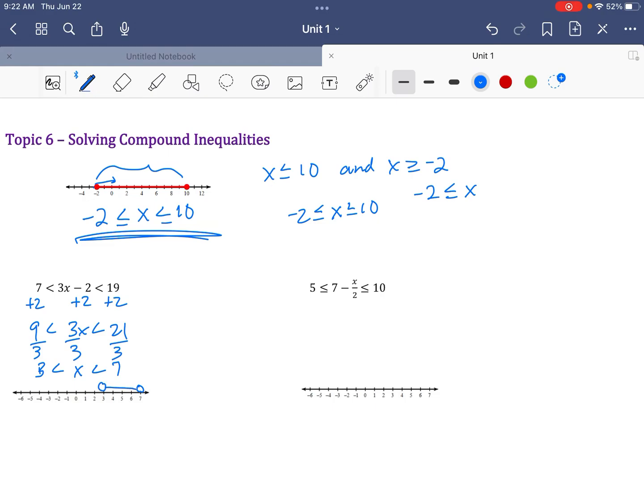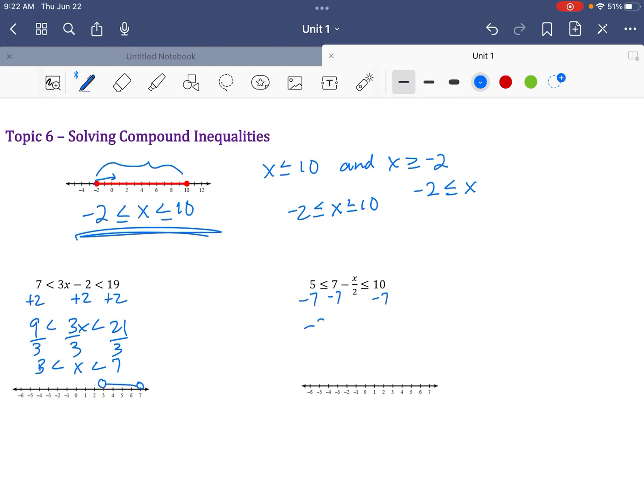All right, this last one over here. Remember, if this wasn't even there, I would say to myself, I want to get rid of the 7, so I have to take away 7, and then I'd have to deal with this whole part right here. So that's our first move. Take away 7, take away 7, take away 7. So get -2 less than or equal to, there's still a negative x over 2, and I get less than or equal to 3.